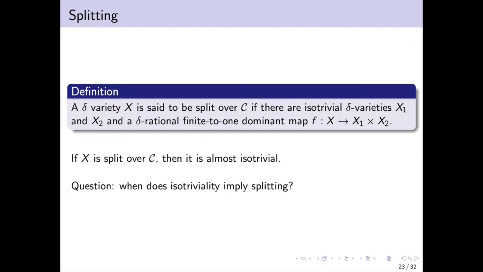So, splitting. A delta variety X is said to be split over C if there are two isotrivial varieties X1, X2, such that X projects finite-to-1 onto X1 and X2. And of course, by all the properties we've seen about isotriviality, we can see that if X is split over C, then it is almost isotrivial. And so again, we can ask the question: when does isotriviality imply splitting? Like, is it always the case or not? Who knows? Some people do know.